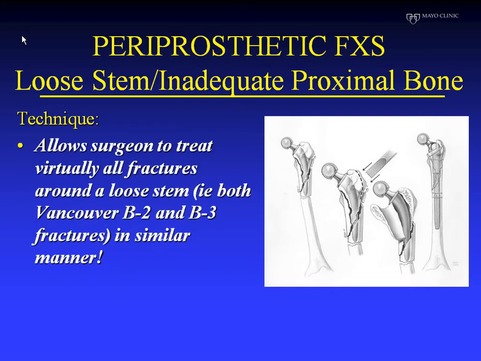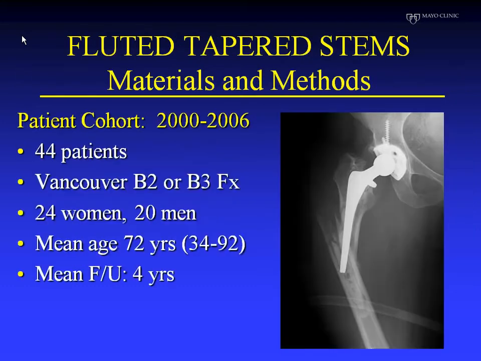level of the fracture. And the reason why we think that this has been particularly helpful for us is in some ways it has simplified the Vancouver classification of fractures really to two main categories. The category where the stem's well fixed and internal fixation is the treatment, or the category where the stem is loose and this form or some similar form of reconstruction is approached. So this technique really allows the surgeon to treat virtually all fractures around a loose stem, either Vancouver B2 or B3 fractures, in a similar manner, because the concept is applicable to most fracture patterns in a relatively simplistic manner.